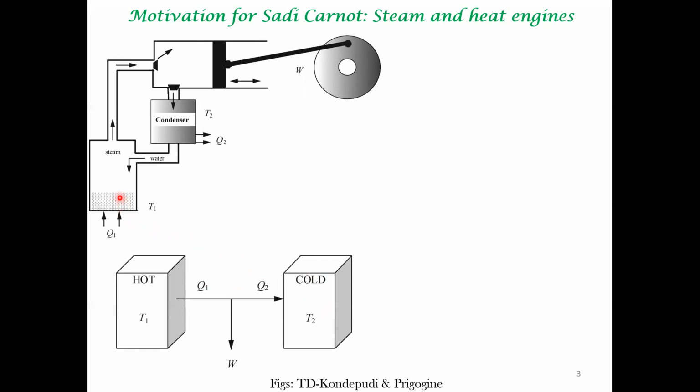For example, heat can be supplied here, and the fluid can be just water. Steam is generated here, it moves a piston, and there's a rotary device here, and then there's a condenser, heat is rejected here, and the water is recirculated back. Okay, so this was the observation: a heat transfer from high temperature reservoir to low temperature reservoir resulted in work.